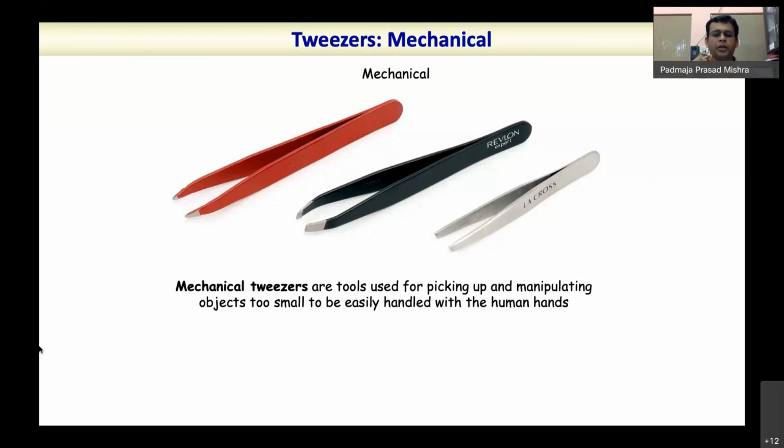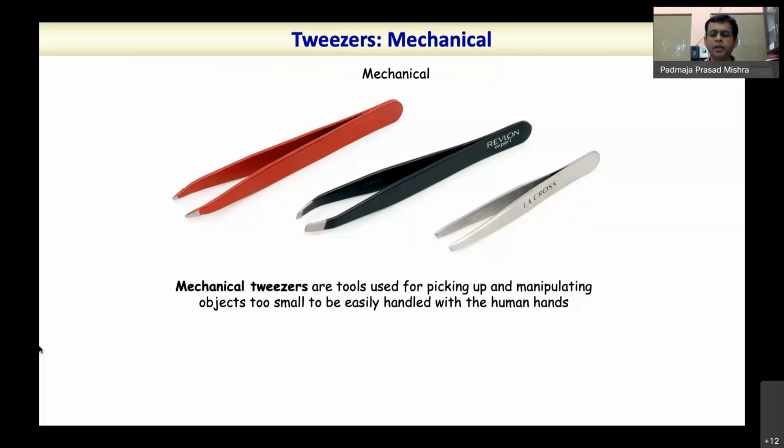If the size of the object is visible to our naked eye, and a human eye can visualize objects of about 100 micron or bigger, we can use this mechanical tweezer to hold those objects. But what if the object size is smaller than 100 micron, or is not visible to our naked eye? We cannot hold the object.